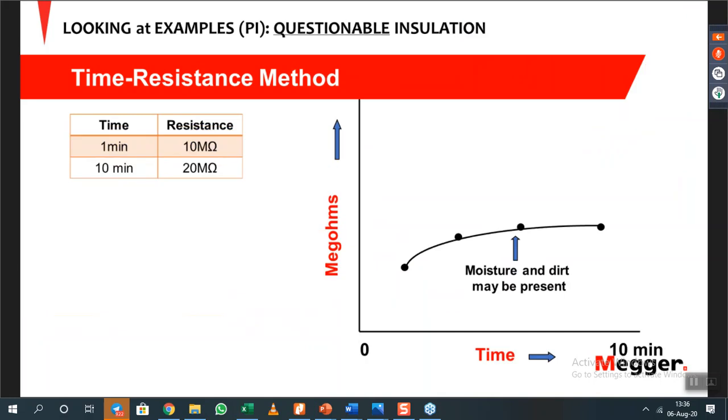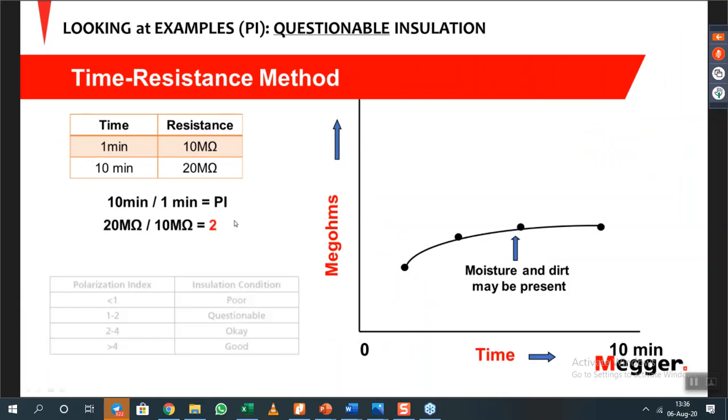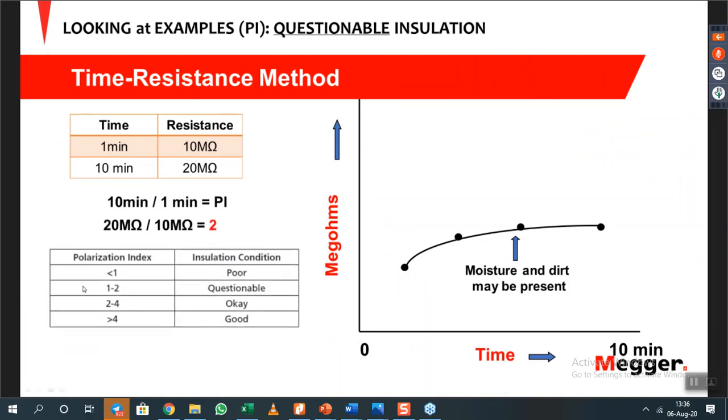But if, for example, I have moisture and dirt, this is an example of the questionable insulation then. So 10 minutes over 1 minute, I just got 2, ratio of 2. That's why if I have 2, then the result is questionable. Meaning to say, if it is questionable, then I have to do more. I have to do another test. Maybe you can do tan delta test. Maybe you can do insulation power factor test, or you can do AC, or you can do the electric discharge test.